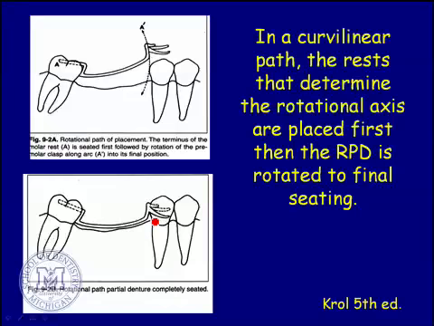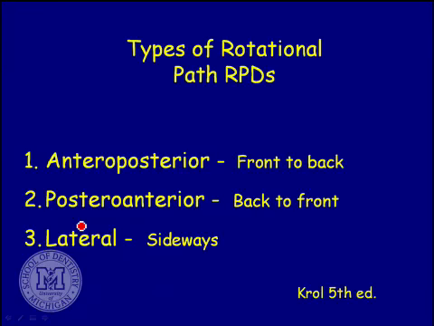But when the partial denture is fully seated, this distal part can't come up in the air because this proximal plate is wedged or captured in that undercut on the mesial. So it's an intentional use of an undercut without blocking it out. That's the whole idea of rotational path partials.